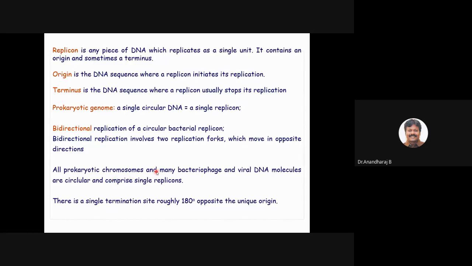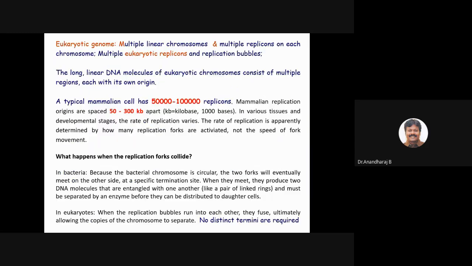All prokaryotes, bacteriophage, and viral DNA molecules are circular and have only one replicon. Exactly opposite, at a 180-degree angle, you can see the termination site. That is the ter site. Termination sites will be present in bacterial systems. Eukaryotes have multiple replicons because there are multiple origins of replication.